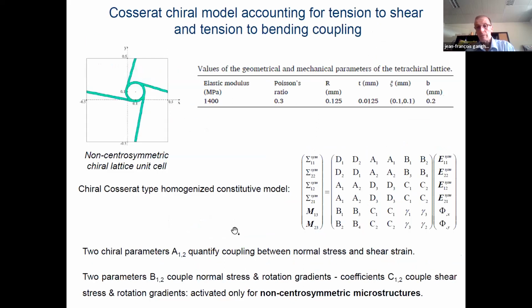So now I will move to a chiral Cosserat model. So the idea is no more to rely on Cauchy elasticity, but to use a Cosserat model to account for the effect of rotation. And chirality is needed. We know from the works of Lakes also that he developed with Benedict some chiral Cosserat model, but it was not based on homogenization.